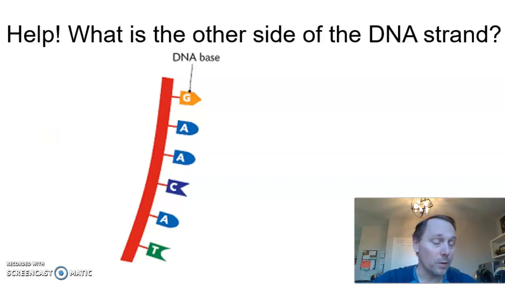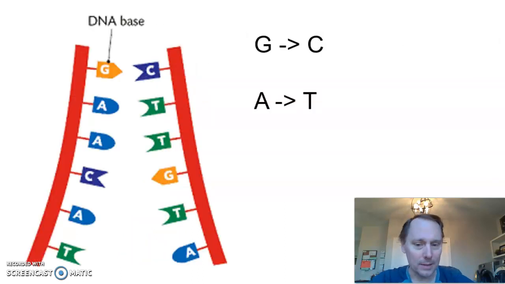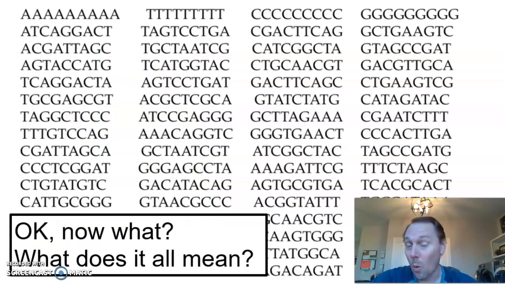Take a minute, pause the video, see if you can figure it out. All right, we're back. You got it. G's and C's go together. A's and T's go together. So the other side would read C, T, T, G, T, and A. You got it.